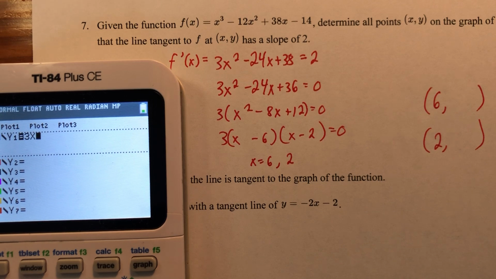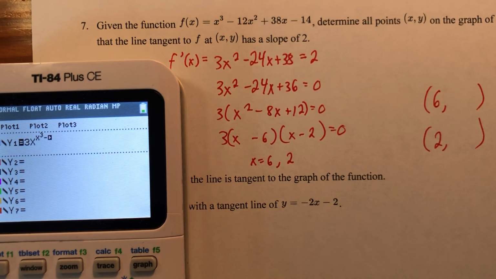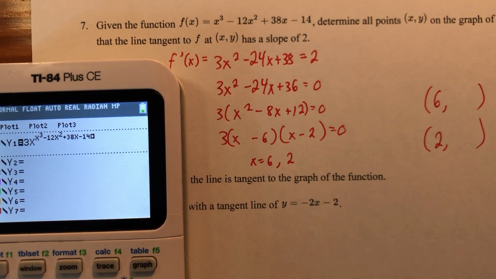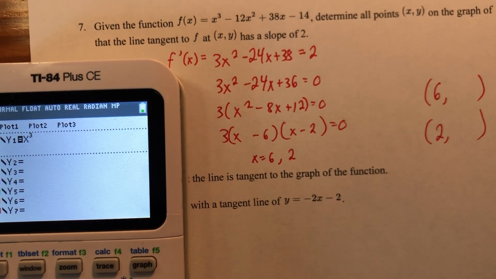So 3x to the third, x to the third, just x to the third, minus 12x squared plus 38. I was mixing up the original and the derivative, and I put it in the exponent. Y'all have been watching this the whole time saying, man, he's doing it wrong. There we go. That's correct.